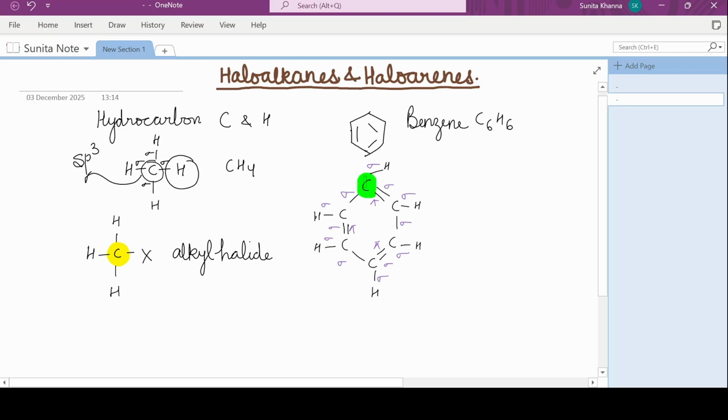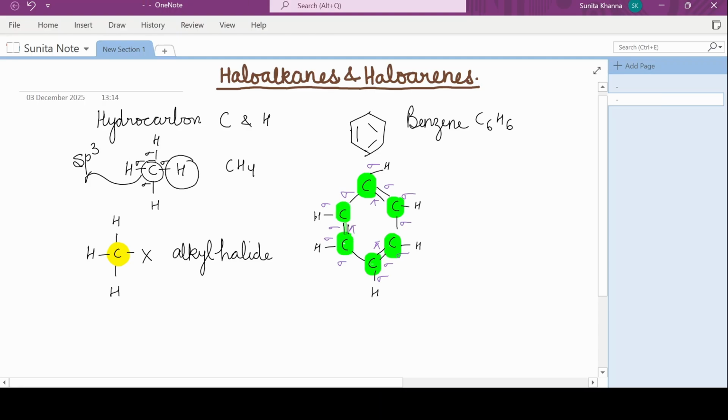It is having 1 2 3 sigma bond. This carbon atom again 1 2 3 sigma bond. Here 1 2 3 sigma bond. Now how am I counting the 3 sigma bonds? One sigma bond with the hydrogen atom, another sigma bond with the carbon atom, and the third sigma bond is with the carbon atom to which it is doubly bonded. One is sigma and one is pi bond. So all the 6 carbon atoms are having 3 sigma and 1 pi bond.